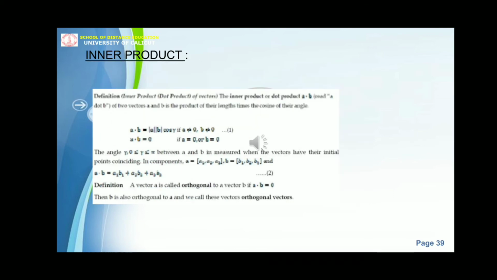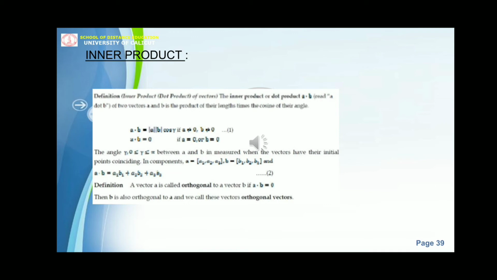The next operation on vectors is inner product. The inner product or dot product of two vectors A and B, denoted as A dot B, is defined as modulus of A into modulus of B into cos gamma, where gamma is the angle between the vectors A and B. So we can also define inner product in terms of components.